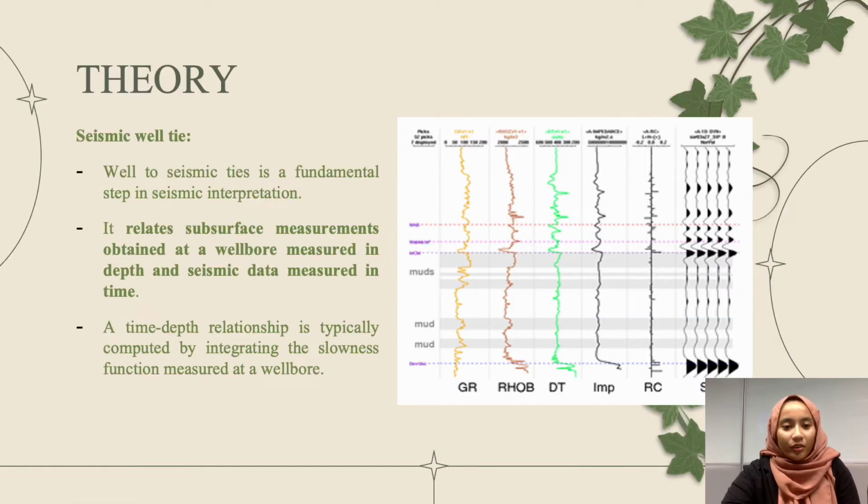So for the theory of the seismic well tie, well to seismic tie is a fundamental step in seismic interpretation. It relates subsurface measurement obtained at a well bore, measured in the depth, and the seismic data measured in the time. A time-depth relationship is typically computed by integrating the slowness function measured at the well bore.